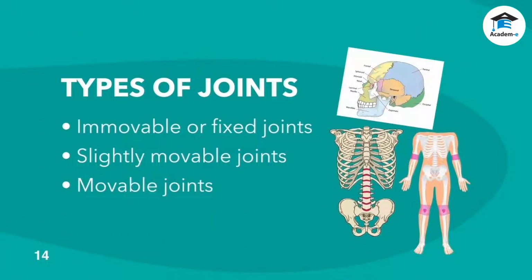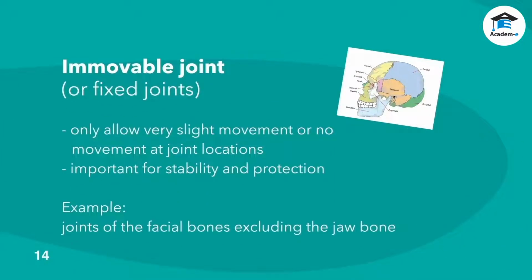Joints can be immovable or fixed joints, slightly movable joints, and movable joints. Immovable or fixed joints only allow very slight movement or no movement at joint locations. These joints are important for stability and protection. Example: joints of the facial bones excluding the jawbone.